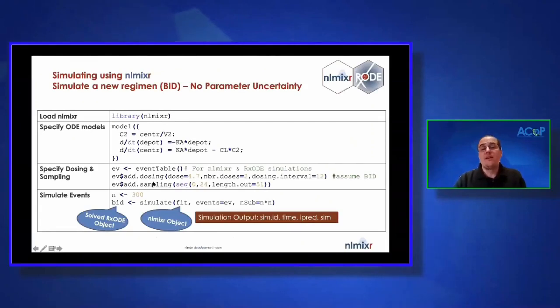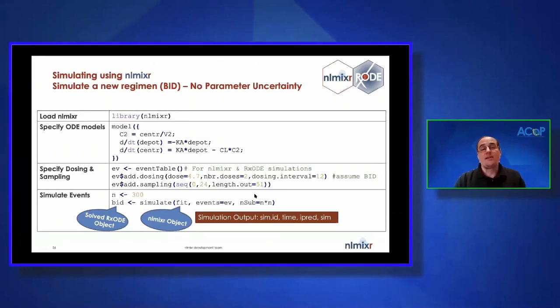So we have nlmixr. The ODE models are already specified. So when we take an event table, we would just put a dose. In this case, we're changing QD dosing to BID dosing. So we're just adding 2 doses, and the dosing interval is 12. Then we add sampling to see what's going to be happening in that particular case.